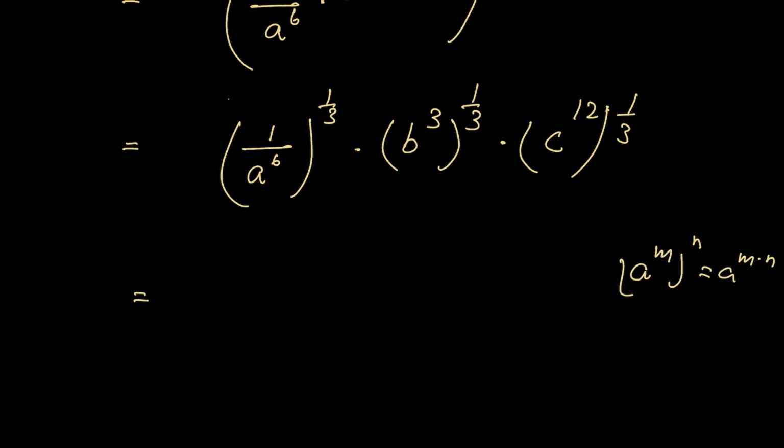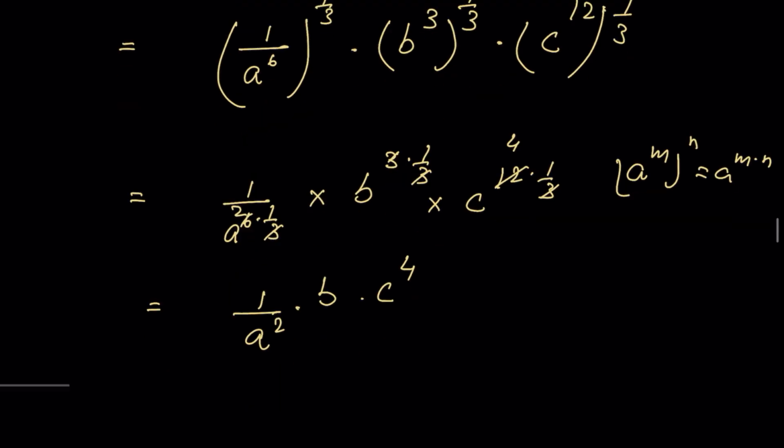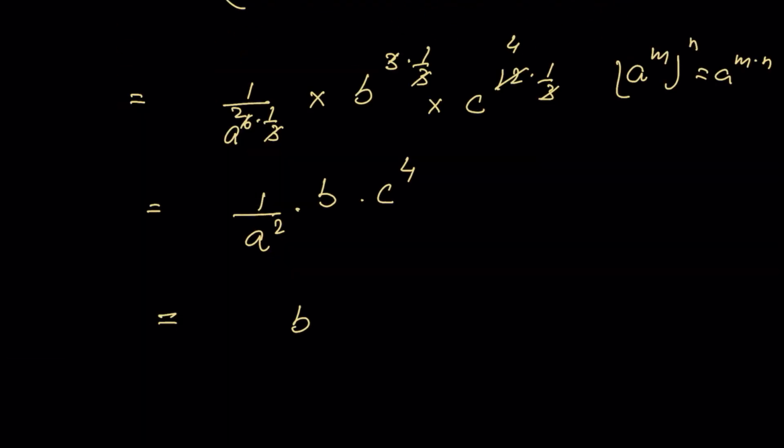So this will be 1 upon a to the power 6 times 1 upon 3, then times b raised to the power 3 times 1 upon 3, then times c to the power 12, then times 1 upon 3. 3 times 2 is 6, so it is 1 upon a square, then times 3 and 3 cancelled, b, then times 3 times 4 is 12, so c to the power 4. So this is equal to b times c to the power 4 upon a square. So this is our answer.